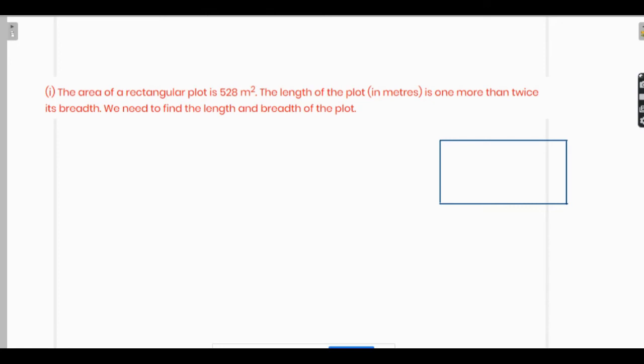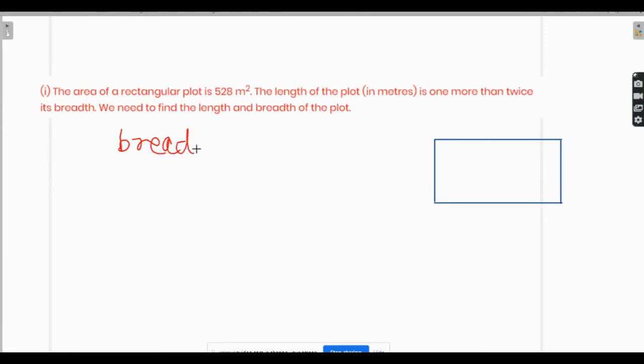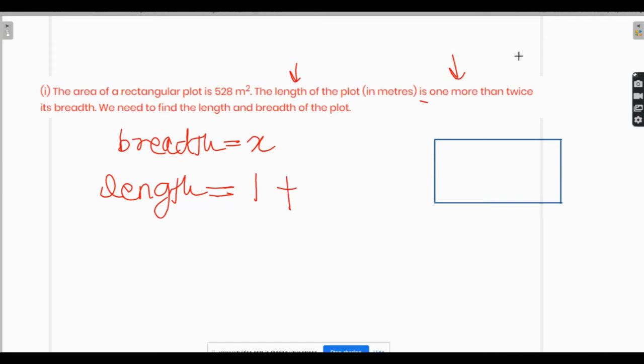The area of a rectangular plot is 528 meters square. Let the breadth be x. Now what he's saying, the length of the plot is 1 more than twice its breadth. Understood? I have just decoded it very slowly. You can rewind and check.